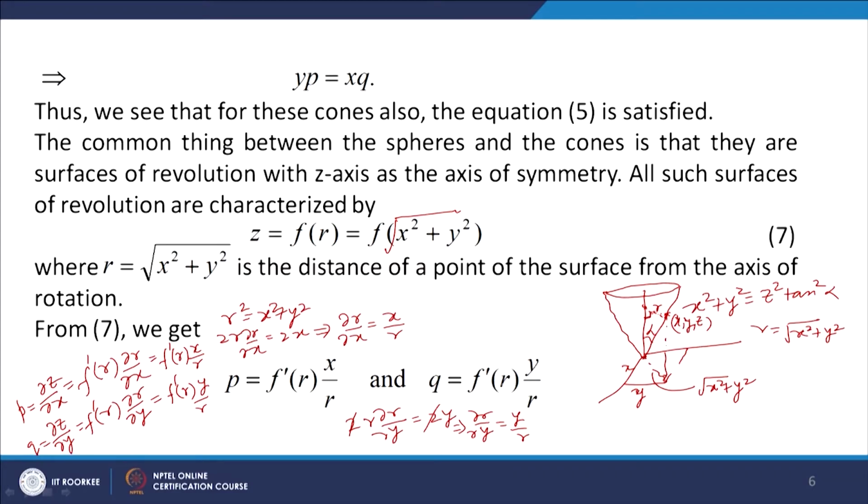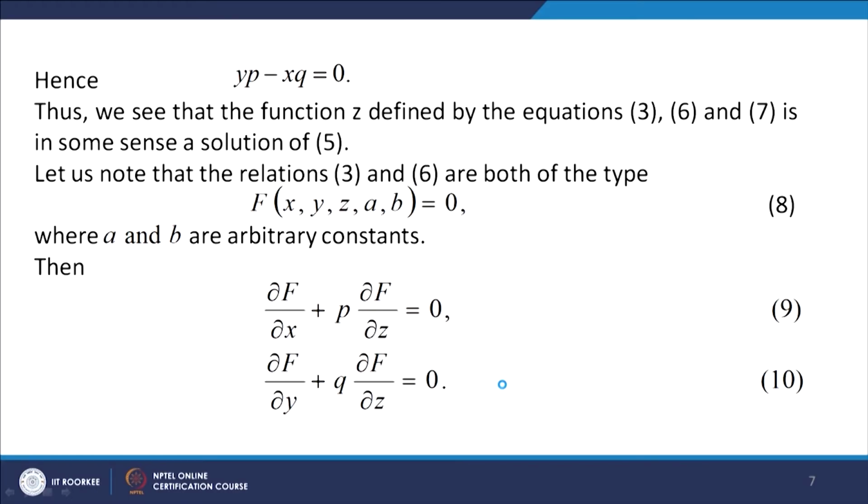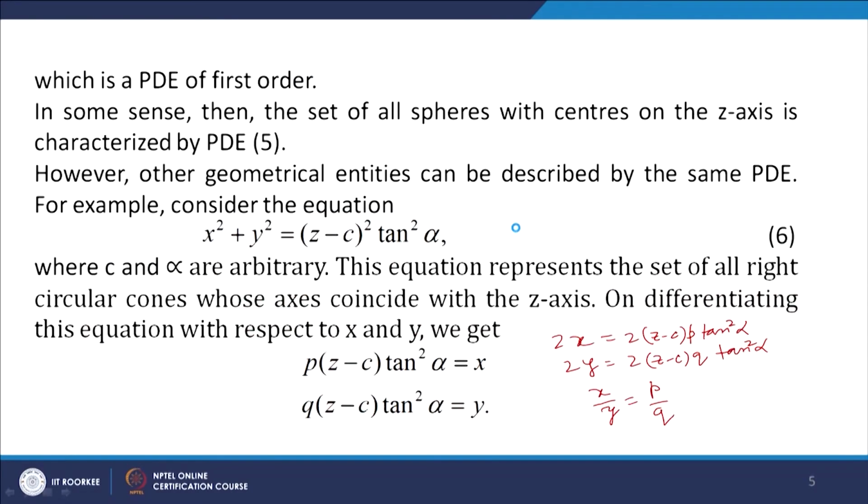And now, we can eliminate the arbitrary function f here by dividing the equation p equal to f prime r into x by r by the equation q equal to f prime r into y over r, and we get p over q equal to x over y, which gives y p equal to x q. Thus, we see that the function z defined by the equations 3, 6 and 7 is in some sense a solution of equation 5.